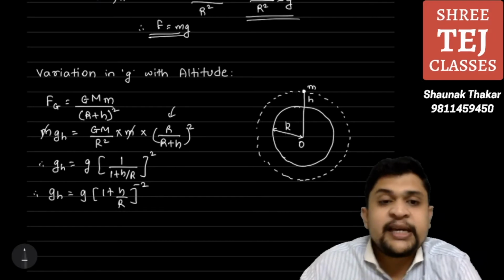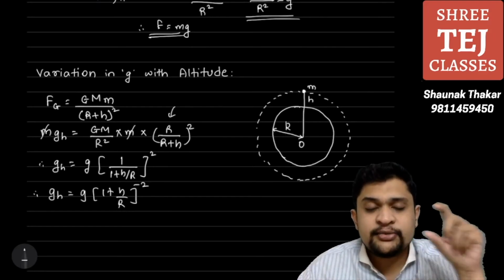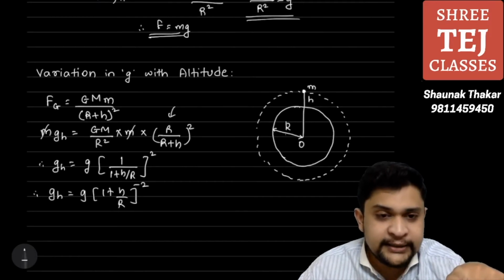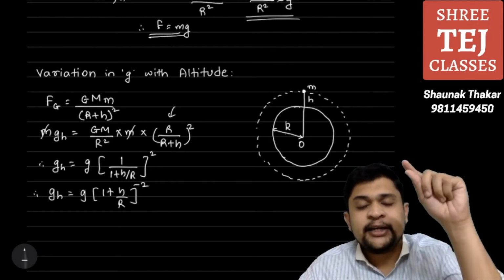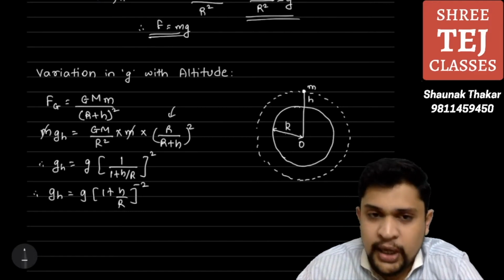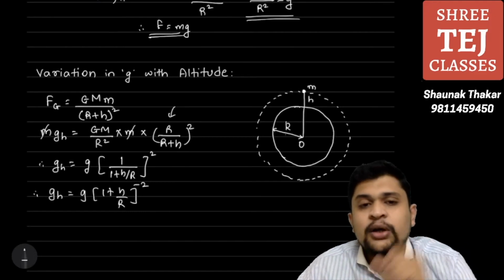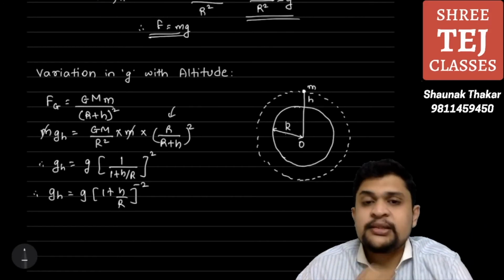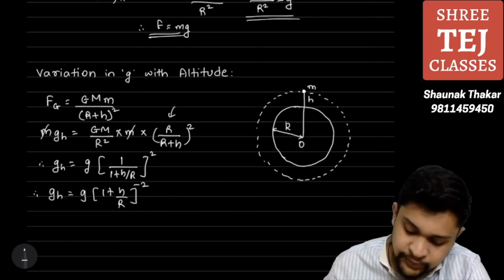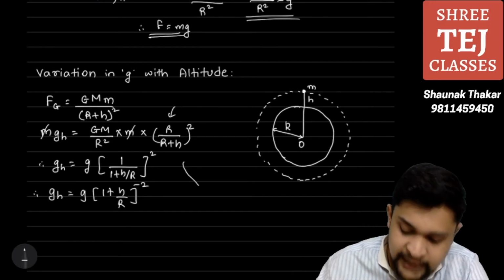So, 1 plus h by r, as h increases, 1 plus h by r will go on increasing. So, gravitational acceleration as height increases will start to go down. And it will not go down linearly, it will go down inverse squarely. So, it will go down like this.